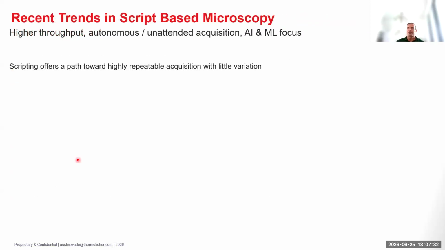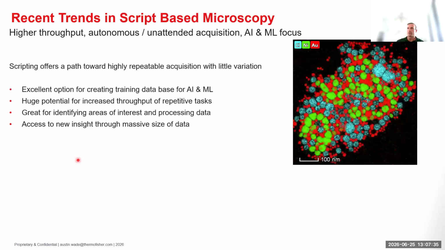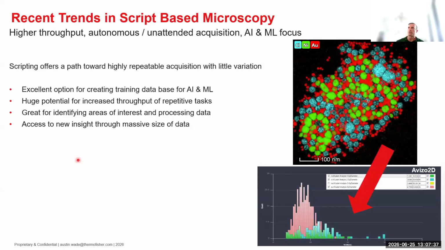If we look at the research trends in script-based microscopy, with automation and scripting in particular, we're able to increase the throughput dramatically. We are also able to increase the reproducibility. Scripting offers a path forward toward highly repeatable acquisition with little variation. This is a very important option for creating training databases for AI and machine learning.